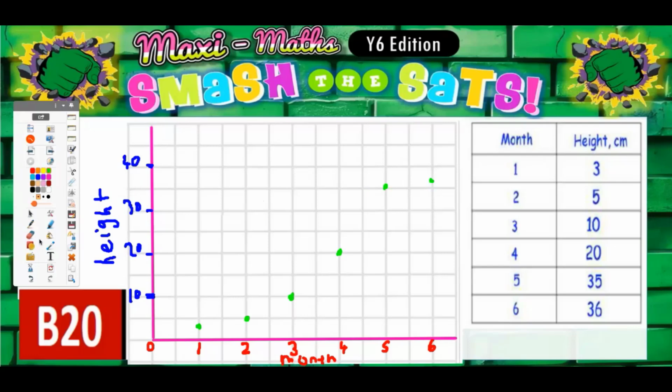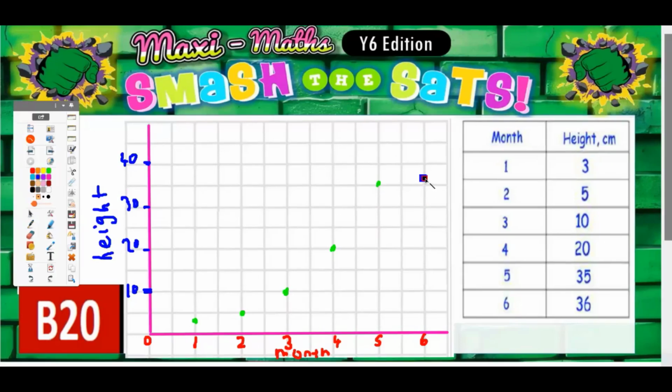And then all we've got to do then is join the whole thing together. So I would get my ruler and I would start joining together like so. There we go. Obviously, you guys should do this with a ruler. Get all the way back like that. And that would be my line graph.